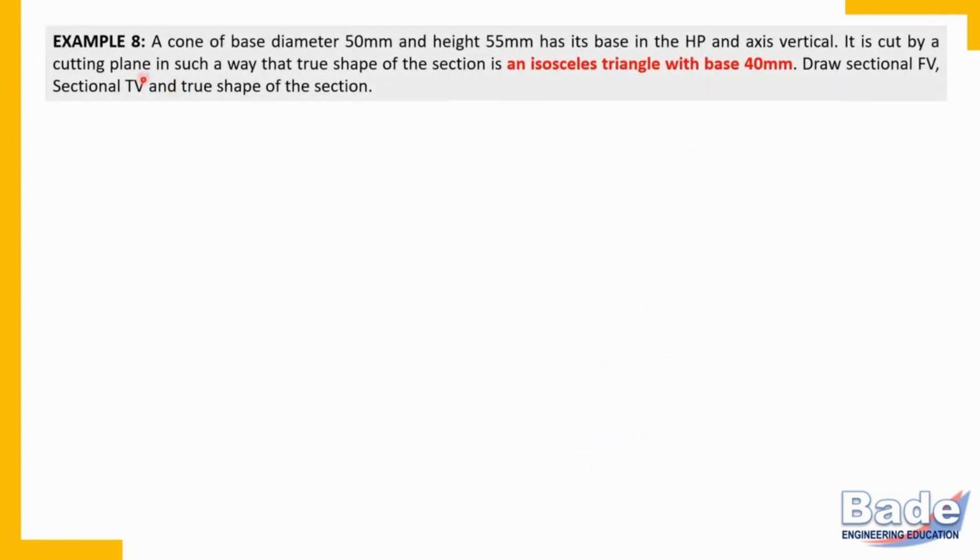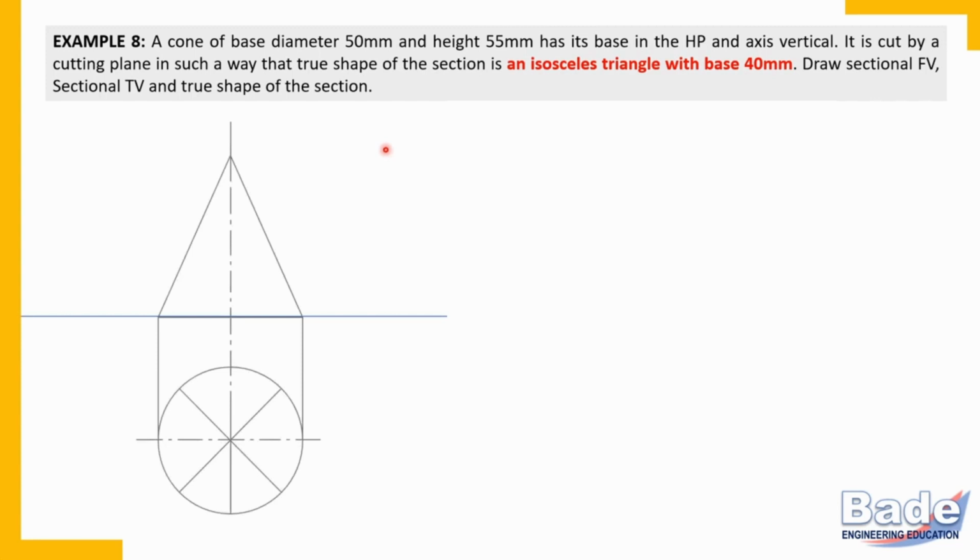Now let's read this problem. A cone of base diameter 50 millimeters and height 55 millimeters has its base in HP and axis vertical. Same position for the cone. It is cut by a cutting plane in such a way that the true shape of the section is an isosceles triangle with base 40 millimeters. Draw sectional front view, sectional top view and true shape of the section.